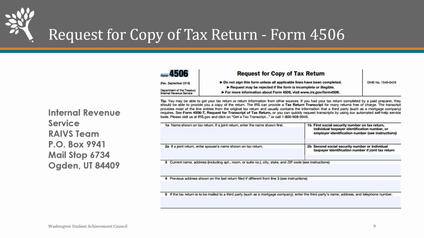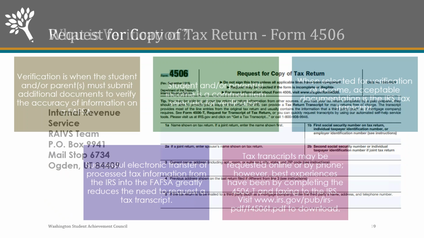So here's a copy of Form 4506. This is the form that's the least common. This is the one that you would need if you want to request the entire Xerox copy of your taxes, which you will not need for your FAFSA, but you might need for your own personal records.